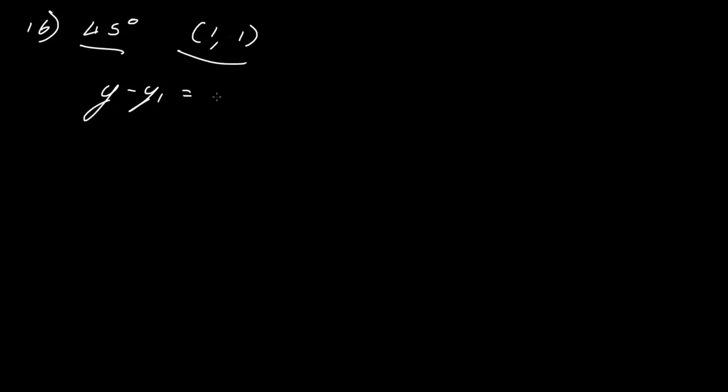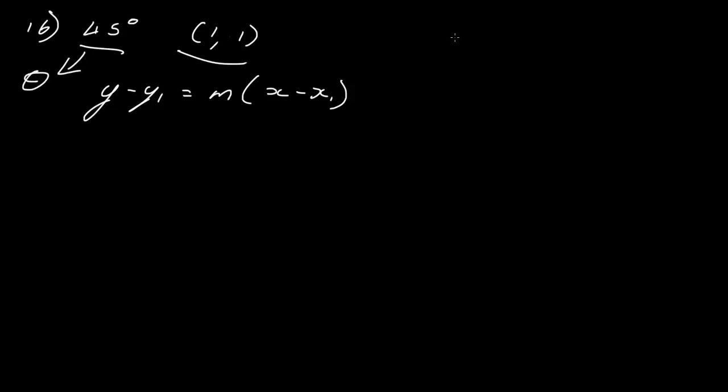Okay, the next question I'm going to do is 16, which is the same, except they give you the gradient is 45 degrees, i.e. the angle of inclination, and the point is 1, 1. Okay, so we know that we're given a gradient and a point, so we're going to use point gradient form again. y minus y1 equals m(x minus x1). But we haven't been given m, we've been given theta. So how do we get m?